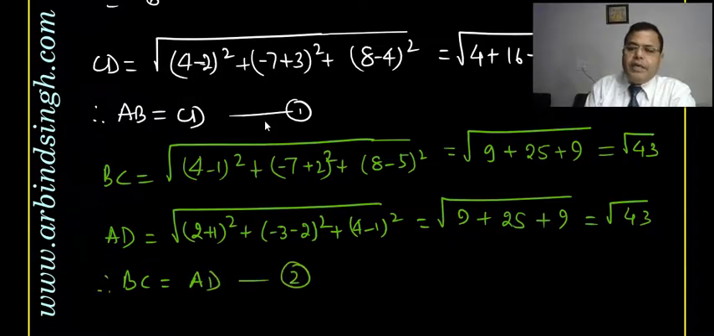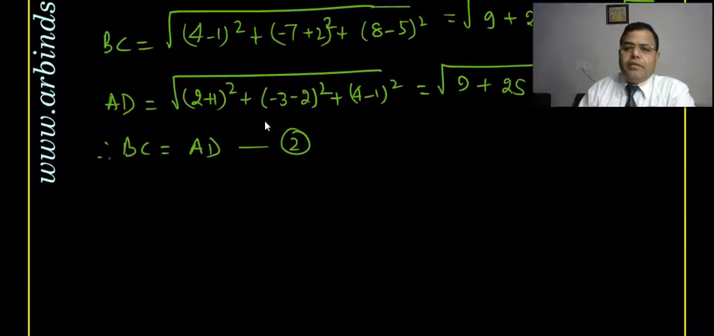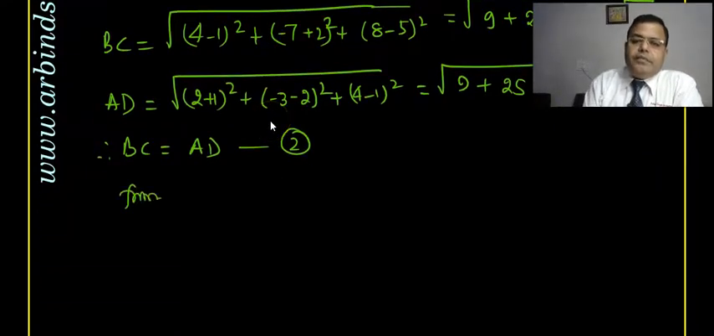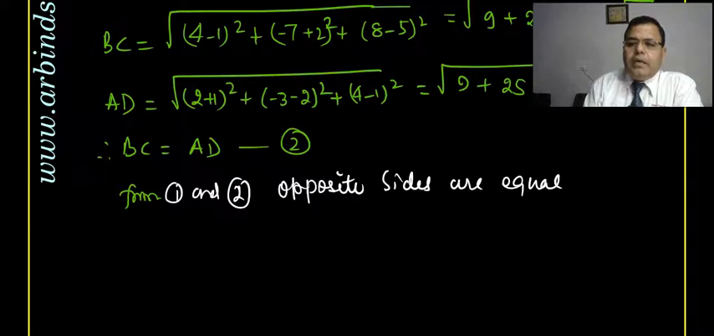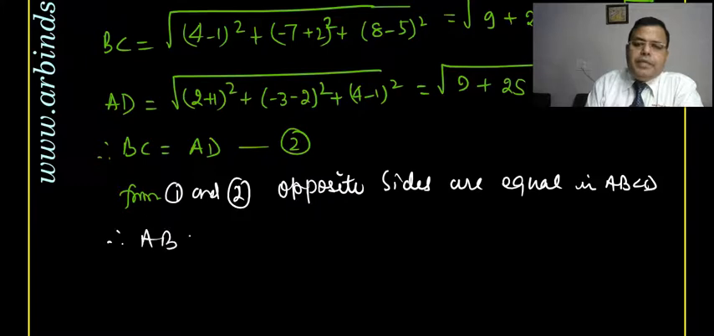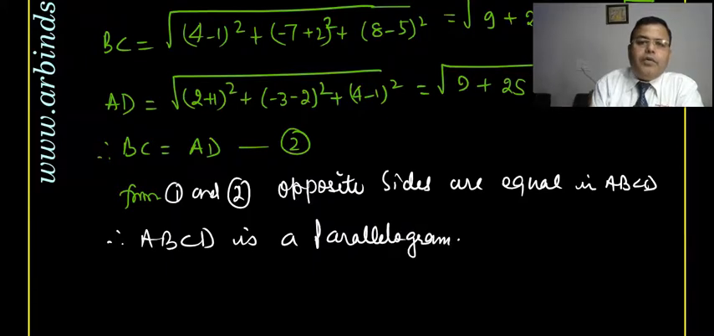From first and second, opposite sides are equal in ABCD, and therefore ABCD is a parallelogram. Parallelogram. I hope you got it.